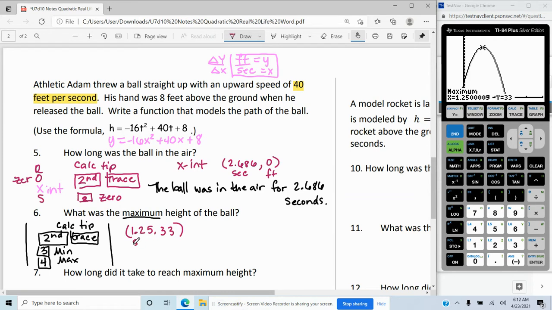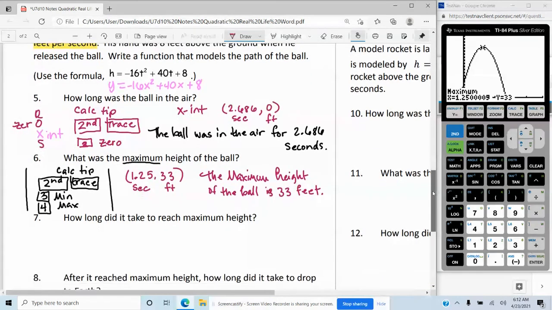So in the first position, we have seconds. And then here we have feet. They're asking for the height, right? So what unit best describes height? Feet. So we can say the maximum height of the ball is 33 feet. Okay. That's how you do that.